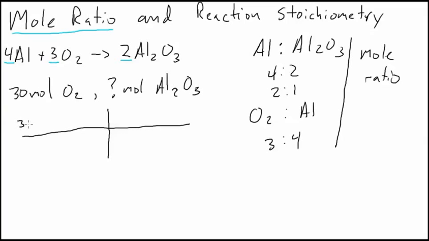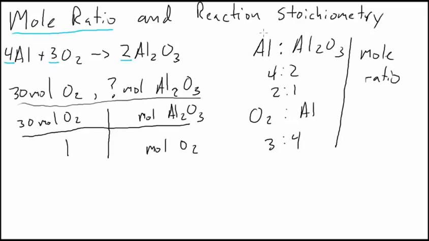So you're going to start, as always, with what you're given, and you are given 30 moles of oxygen. And then you always put the same unit and substance down here to cancel. So we're going to go moles of oxygen, the same as what we were given. And then in this problem we want moles of aluminum oxide. So we're going to put moles of aluminum oxide. What we've done is set up our dimensional analysis for this simple reaction stoichiometry problem. And when we solve that, it's going to give us the number of moles of aluminum oxide.